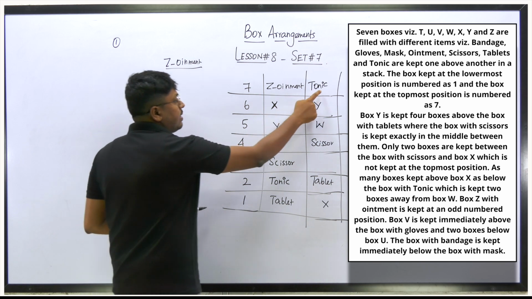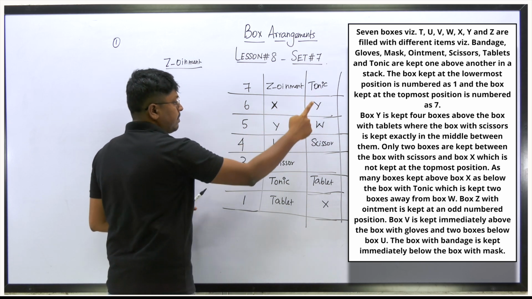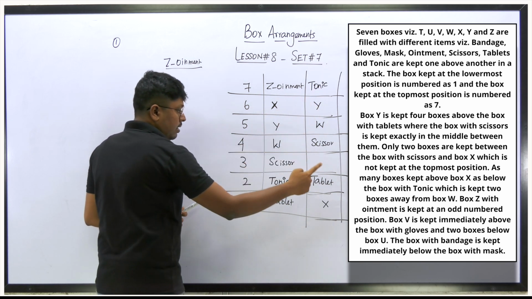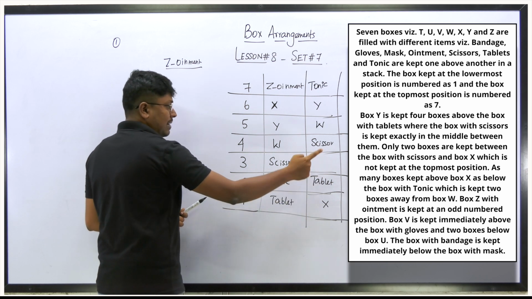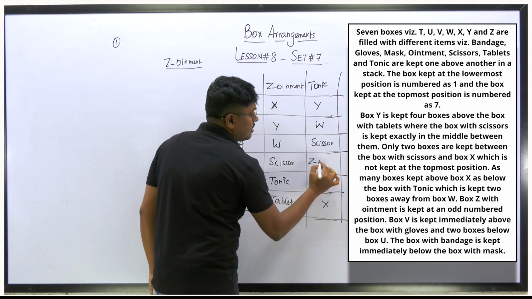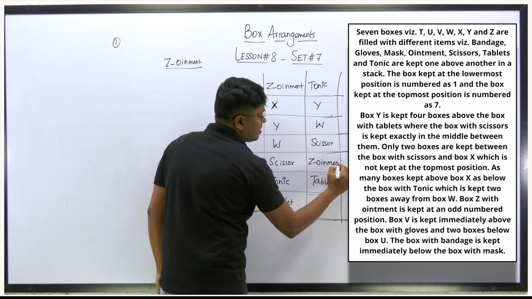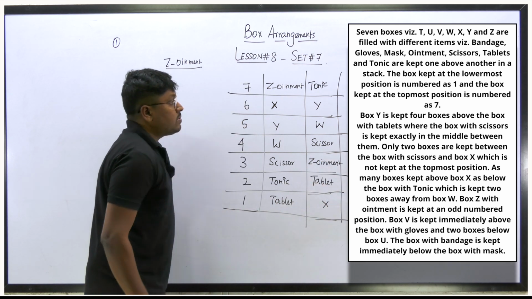So let me move on to this area. We can't fix ointment here. This is also not possible. At 1, we already have X. So only the 3 position is possible. So this will be Z and ointment. Understood or not? So next point, friends, what they are saying.